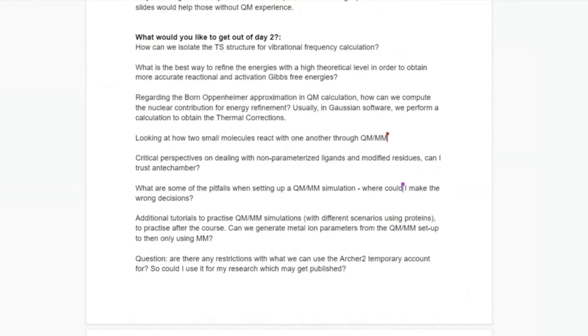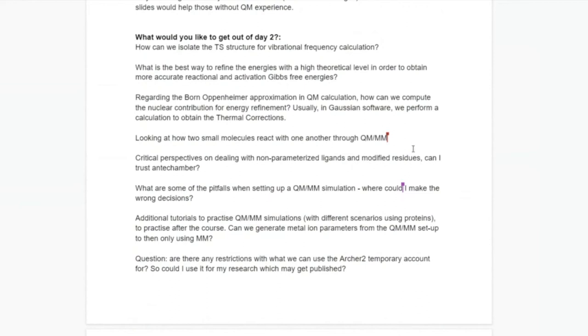Okay, there is a question regarding the Born-Oppenheimer approximation in QM calculation: how can we compute the nuclear contribution for energy refinement? Usually, in Gaussian software, we perform a calculation to obtain the thermal corrections.